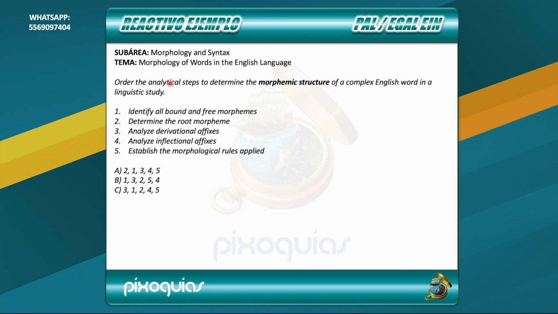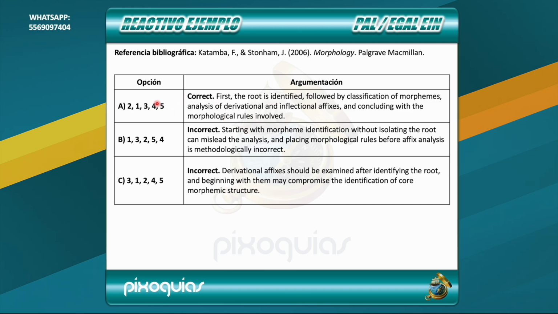Order the analytical steps to determine the morphemic structure of a complex English word in a linguistic study. We can see that the correct answer is A. This is 2, 1, 3, 4, 5.